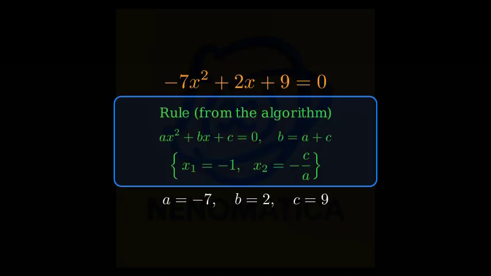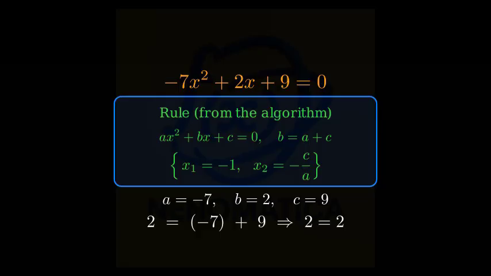For negative 7x squared plus 2x plus 9 equals 0, a equals negative 7, b equals 2, and c equals 9. Step 3. Verify the condition b equals a plus c. Write 2 equals open parenthesis negative 7 close parenthesis plus 9. That simplifies to 2 equals 2, so the condition is satisfied.